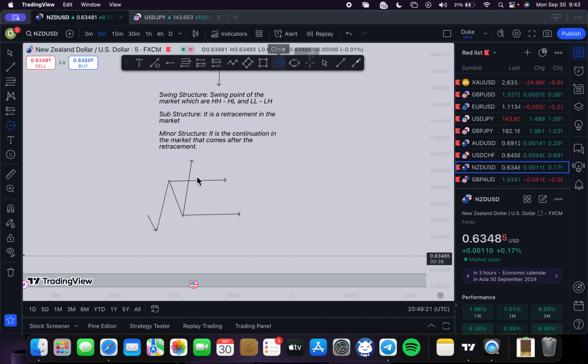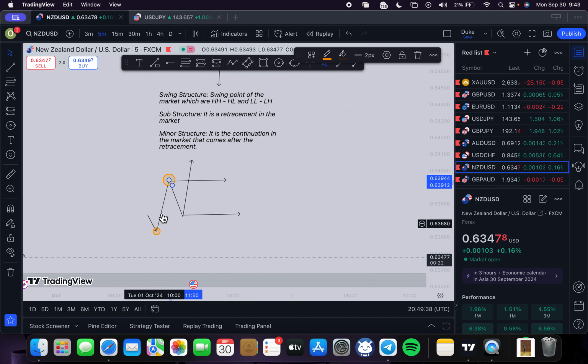Again, let me mark it out. Let me use this and mark it out. We know our point one here as our first low, and also here as our high. We know here as our swing structure. This particular place is our swing structure. Let me mark it out for you properly.